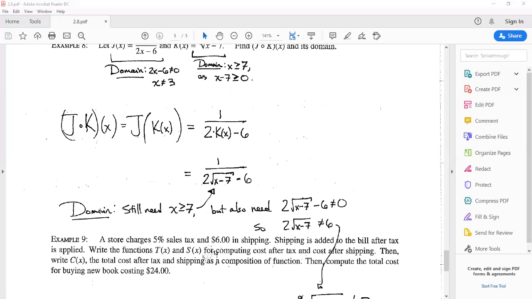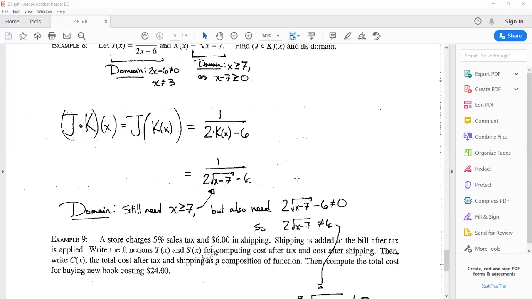So to determine the domain, note we still need that x is bigger than or equal to 7. So that's going to be the largest possible thing that we can have for the domain, that interval. But there might be some other values that we need to exclude as well. So we'll also need that this whole denominator here is not equal to 0. So in particular, we need that 2 times the square root of x minus 7 is not equal to 6, because we do not want to divide by 0, and that's a possibility in this case.